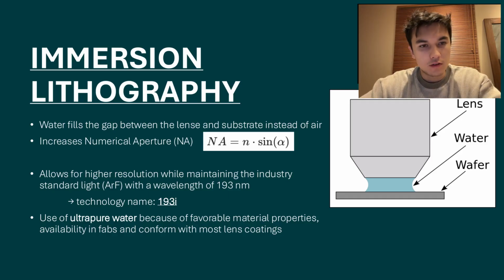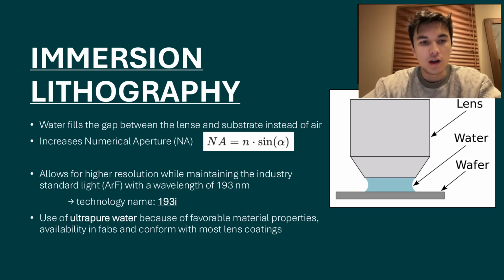So now we get down to the details of immersion lithography. Basically, after the last lens of the optical system in the lithography machine, normally we would have a gap filled with air between the last lens and the wafer we want to manufacture. Now, in immersion lithography, we fill this gap with water. And water has a higher refractive index compared to air. So we increase n in the formula for numerical aperture, so we can increase numerical aperture.